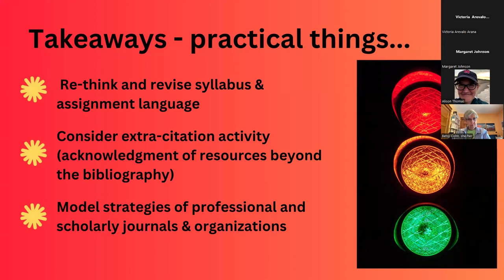Consider some kind of extra citation. I'm using extra citation as an outside of traditional citation to acknowledge generative AI resources or resources of any kind beyond the bibliography. And then think about how strategies from professional and scholarly journals and organizations can offer you models, ways to talk to students, or guidelines to present to them, depending on the course level, that can help you give students that level of guidance.